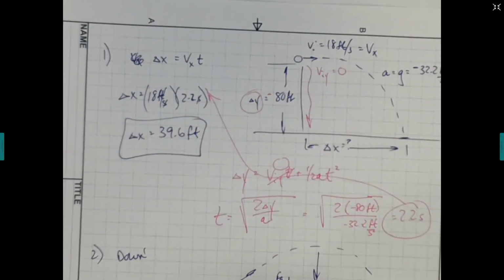Okay, number 3, an egg is thrown horizontally off the roof, which is 60 meters high, with an initial velocity of 6.5 meters per second. How long does it take to hit the ground? How far does it go in the x direction?